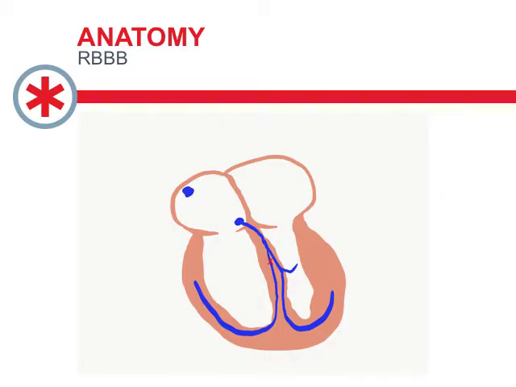All right, so you're a master of the left bundle. Let us go on to the right bundle. So as you can see by the X here in a right bundle branch block, you've lost the conduction to your right ventricle. So in this case, you're going to get activation of the left ventricle and the left bundle in a totally normal fashion.